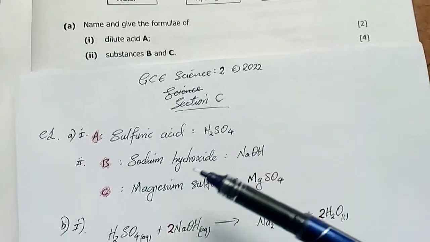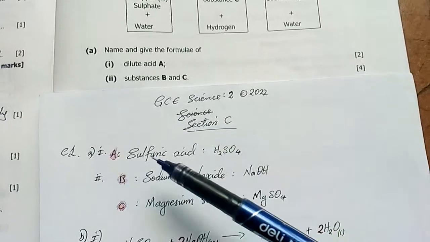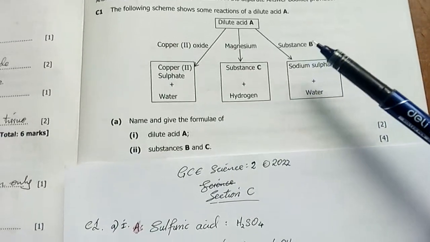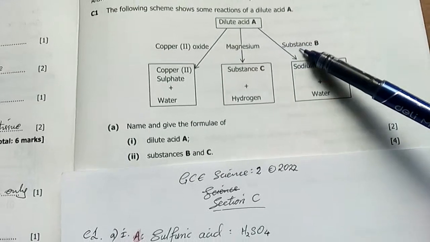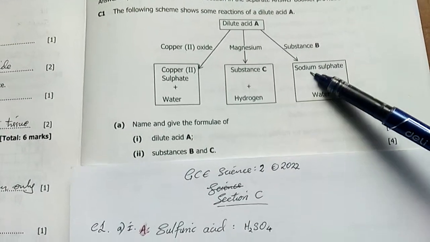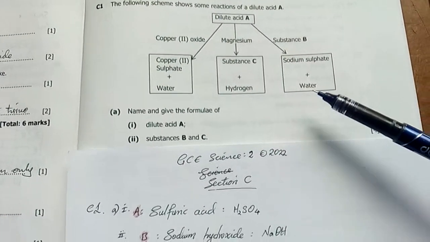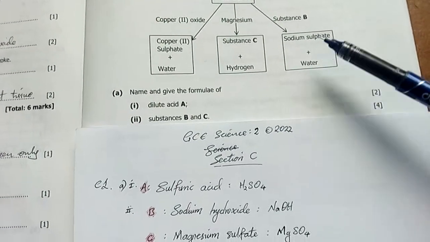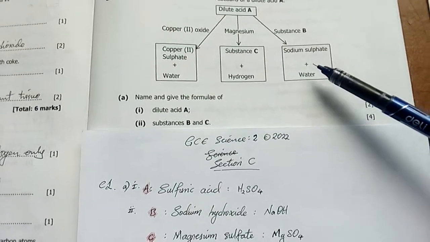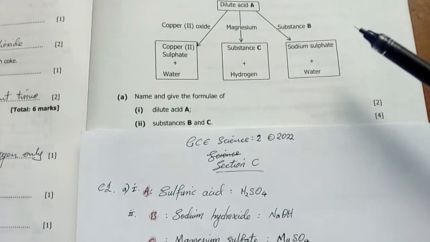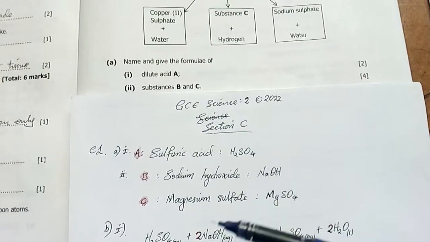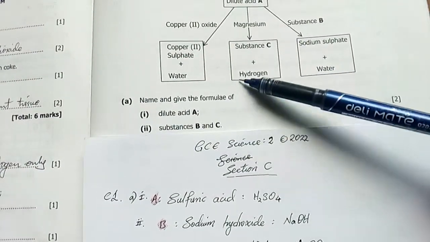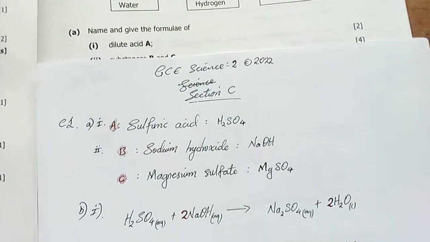Okay, then substance B and C. A2, that is B, is sodium hydroxide, and that's the formula. So how do you know it's sodium hydroxide? Look at the substances here: acid A, substance B, then you have sodium sulfate and water. Meaning this was the base, because acids react with bases to produce a salt and water. So which base would react with sulfuric acid to give a salt and water, as here? That is sodium hydroxide. Then magnesium sulfate, MgSO4. So substance C is magnesium sulfate. So you'll bring it out like that.